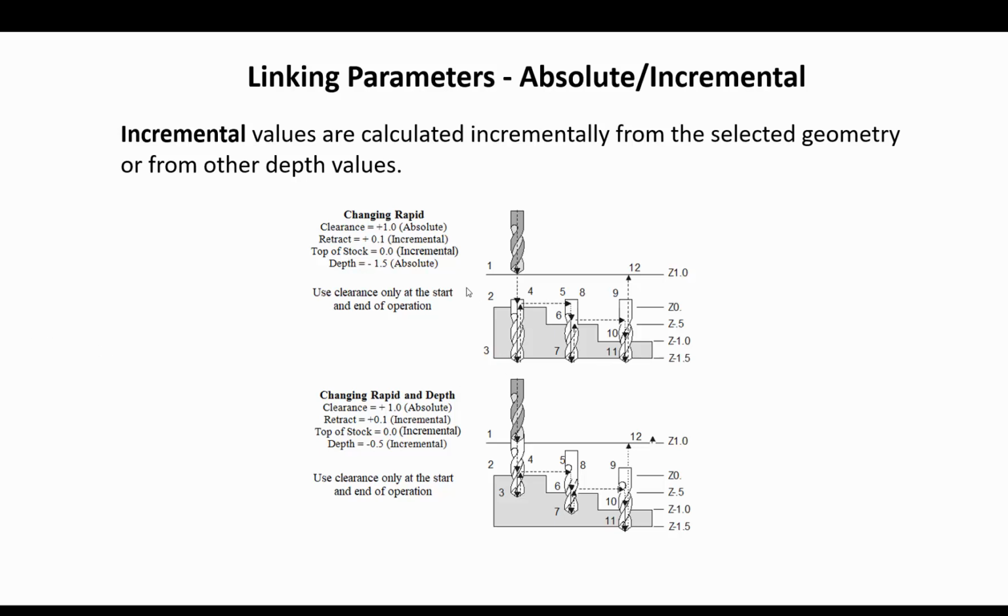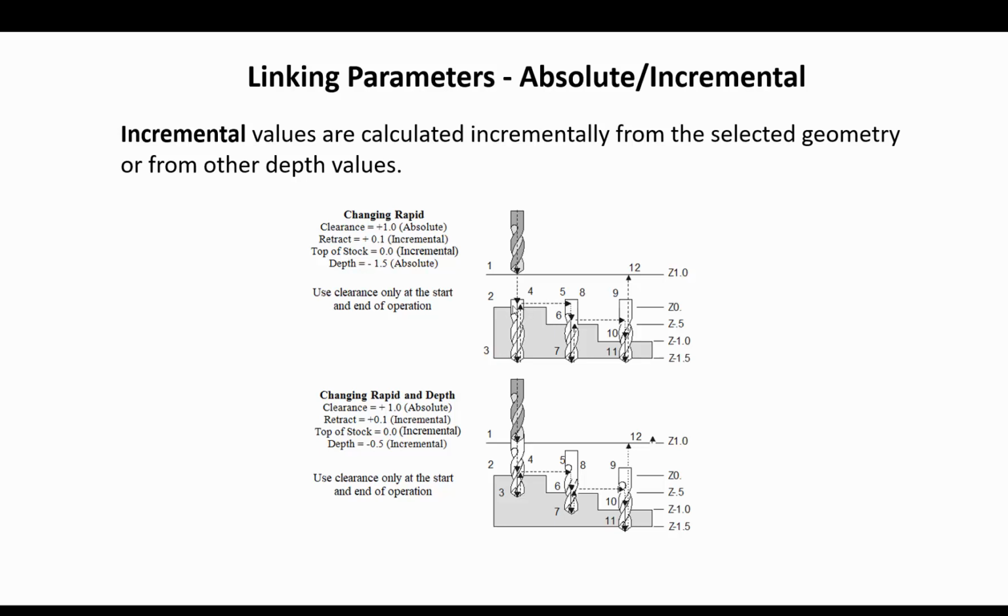In the first case, we have clearance set to absolute and 1 inch. Retract is set to 100 thou and incremental. Top of the stock is set to 0 and incremental, and the final depth is set to minus 1.5 and absolute. When the top of the stock is set to incremental and 0, the system considers the top of the stock to be where we select the holes.